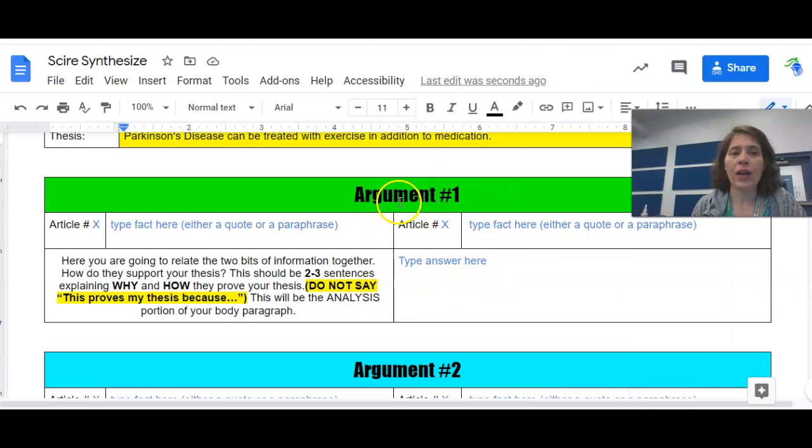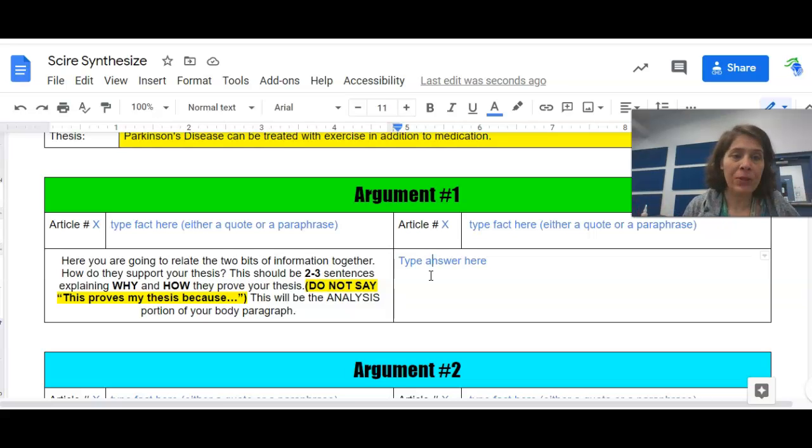So for argument 1, I'm going to pick 2 different articles that I had on my supporting argument sheet. Not the same one for each of 2 different ones. So maybe I'm going to be using article 1 and article 3. And I'm going to type the fact or the quote right here directly from the other one. So I'm going to have 2 quotes. Then I'm going to be combining them. I'm going to be synthesizing them here.